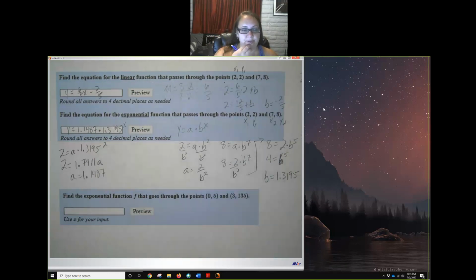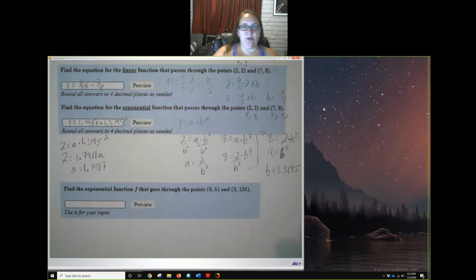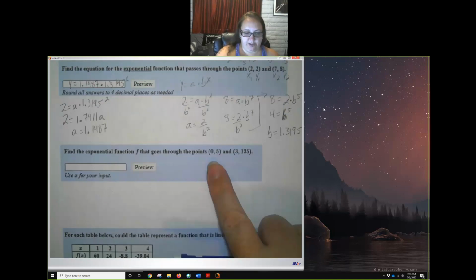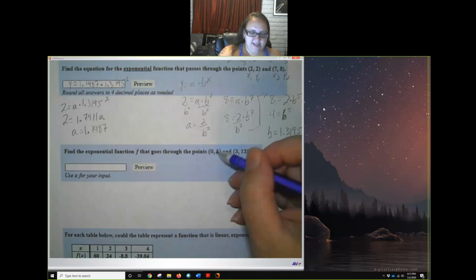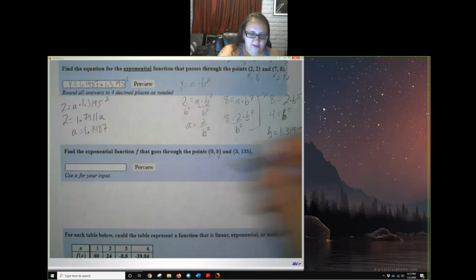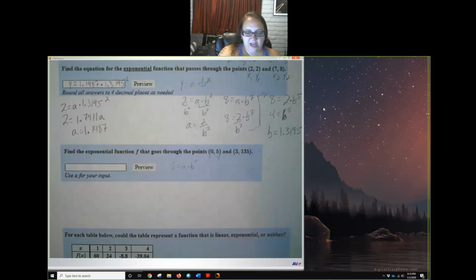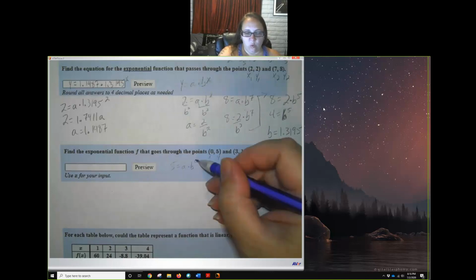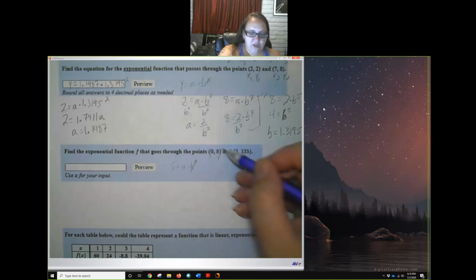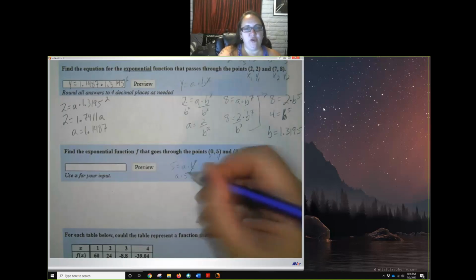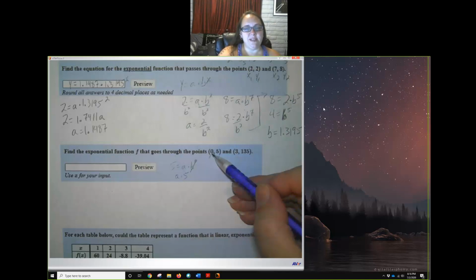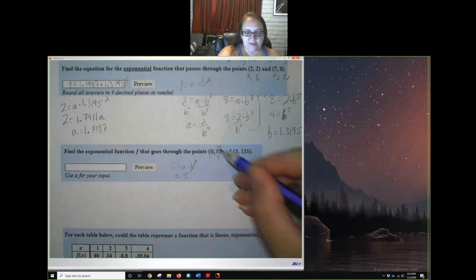Okay? Now, finding the equations does become a little bit easier if one of your points is the y-intercept, because if this was x and this was y, then it would be 5 equals a times b to the 0. And we know that anything to the 0 power is 1. So we know that a is 5. Anytime they give you the y-intercept, that number is going to be your a value.